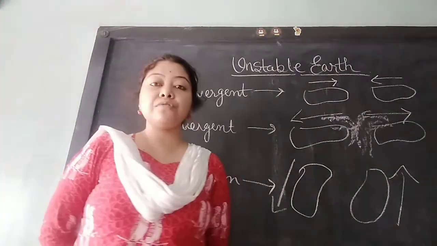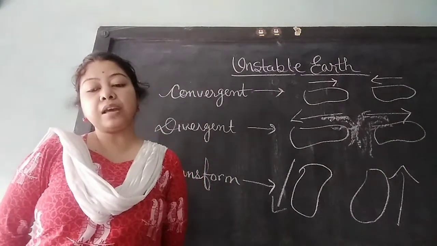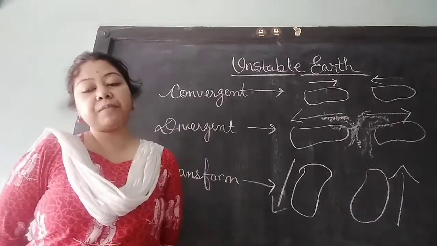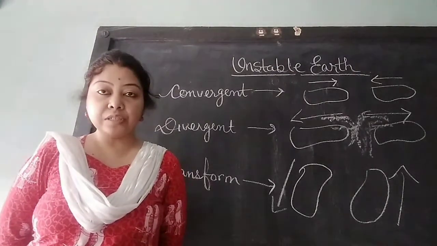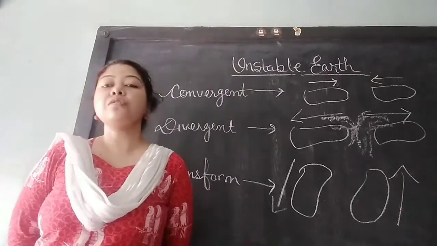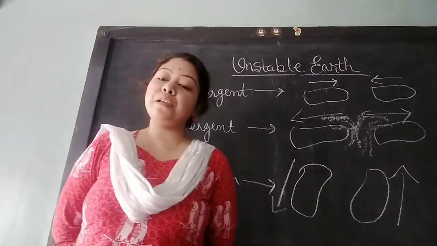Example: San Andreas Fault, where the North American and Pacific plates grind past each other in horizontal motion. So these are the three types of plate boundary.